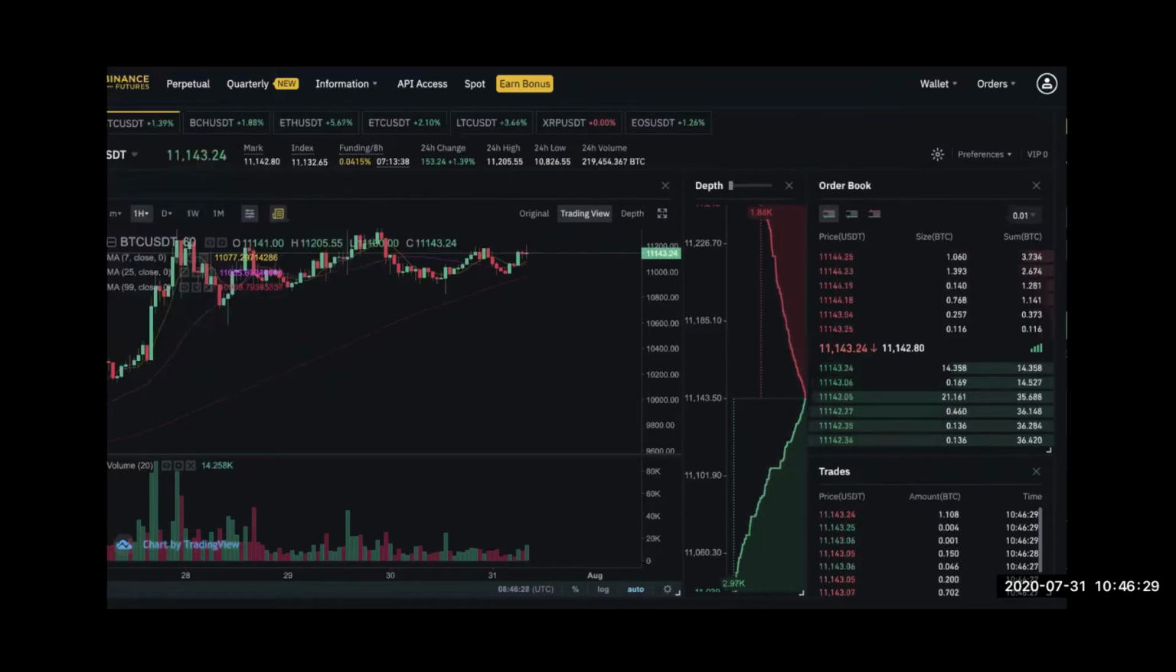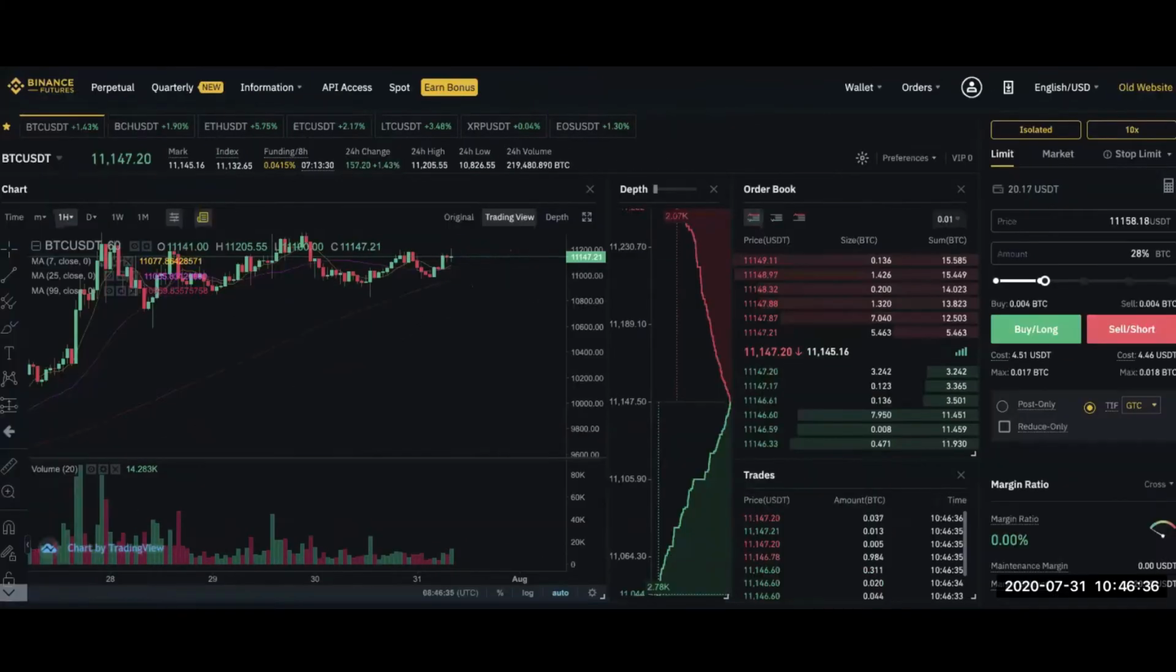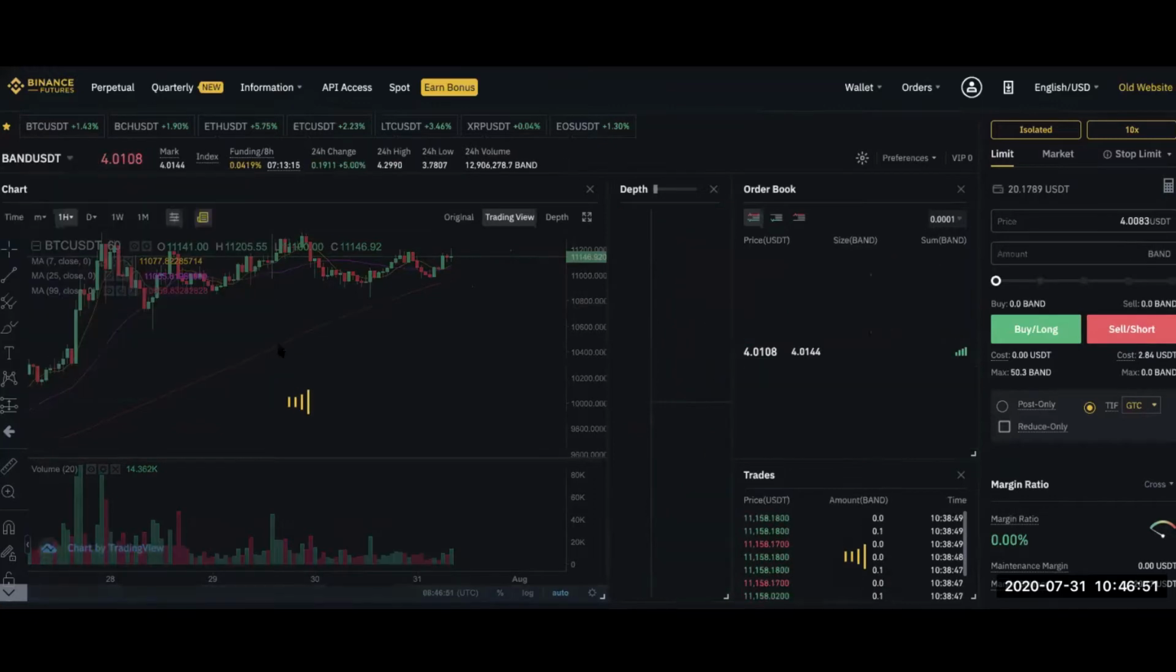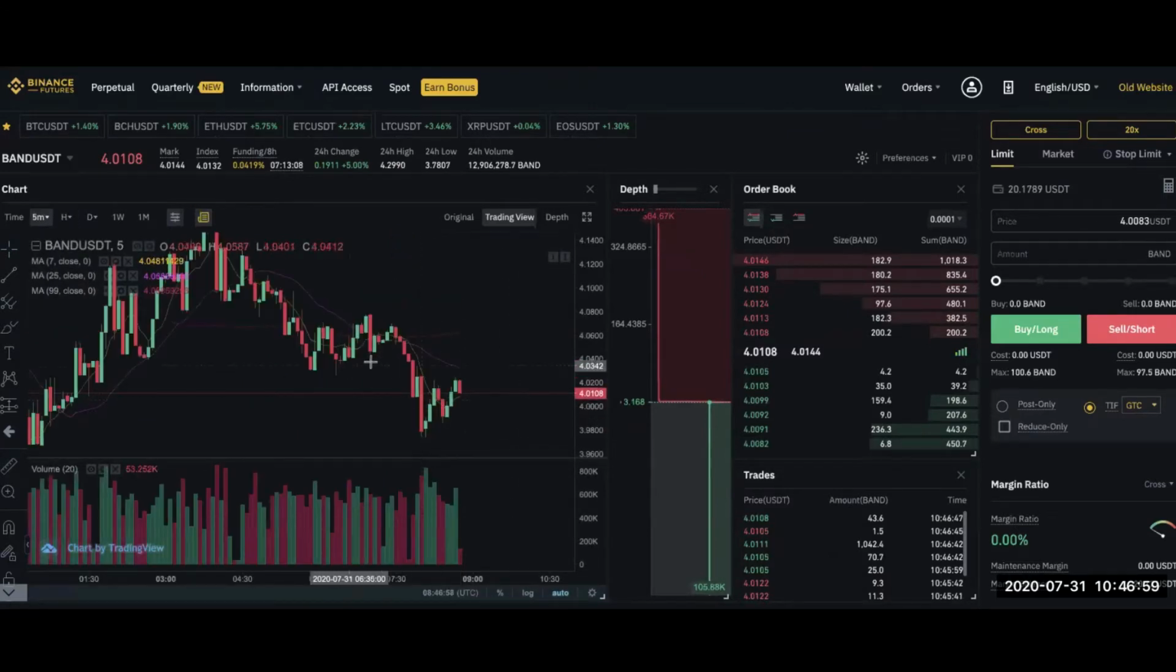So let me just extend the screen a bit. I want to see everything there. And in Binance futures, you have quite a few markets. And to me, they just added Band. Band seems to be in a decent area for us to be looking at purchasing. I like the little W there. I like that it's come down.